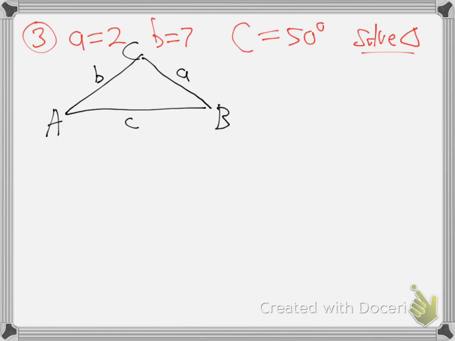So little a is 2. Little b is 7. Capital C is 50 degrees. Do you see that they're giving me angle-side information? They're giving me two sides and the angle in between, aren't they? So you know what to do. Go ahead and use the law of cosines for step 1.